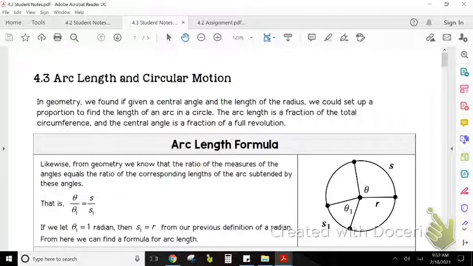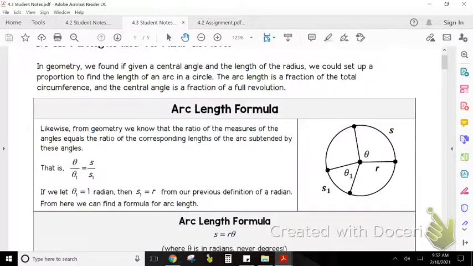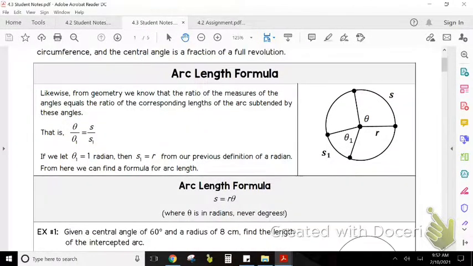So the arc length formula says, likewise from geometry, we know that the ratio of the measures of the angles is equal to the ratio of the corresponding lengths of the arcs subtended by these angles. That is, theta over theta 1 is equal to s over s1, where s is our arc length. If we let theta 1 be 1 radian, then s1 is equal to the radius. And from our previous definition of a radian, from here we can find the formula for the arc length.